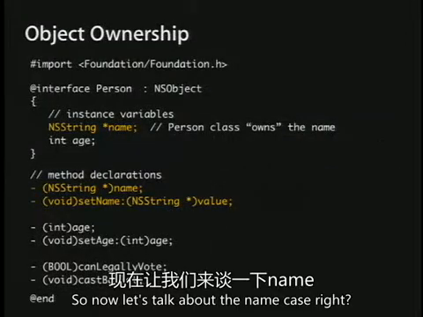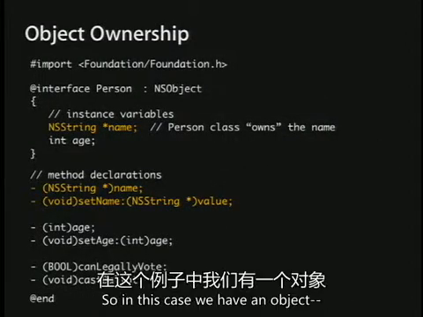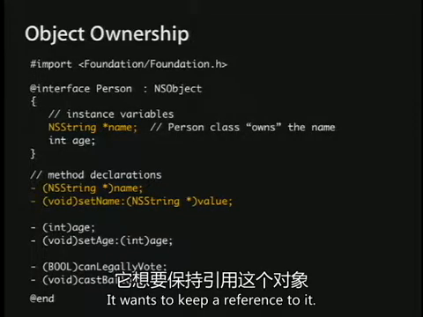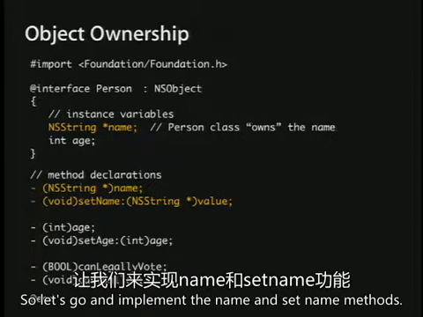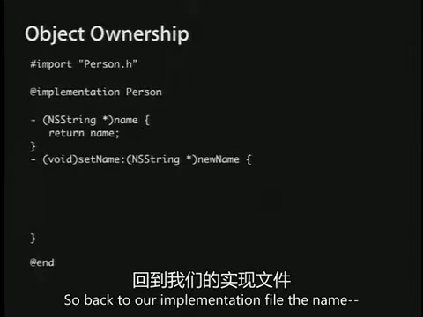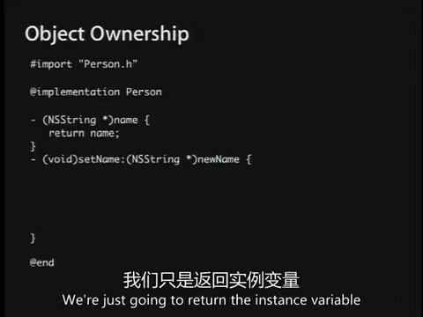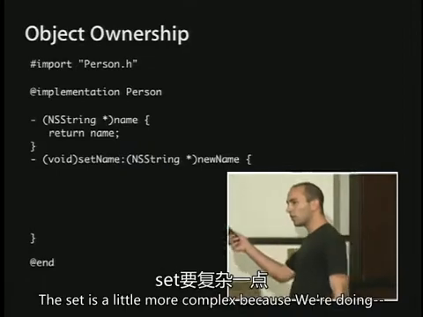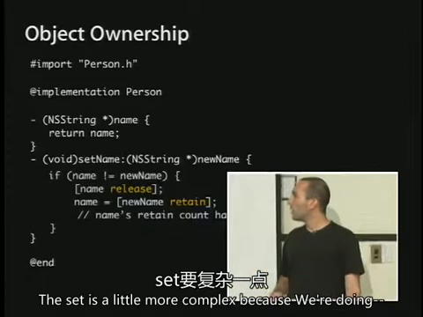So now let's talk about the name case. In this case, we have an object, our person object owns the name object, the NSString. It wants to keep a reference to it. So let's implement the name and set name methods. Back to our implementation file. The name getter is pretty simple. We're just going to return the instance variable to whoever called us. The setter is a little more complex.